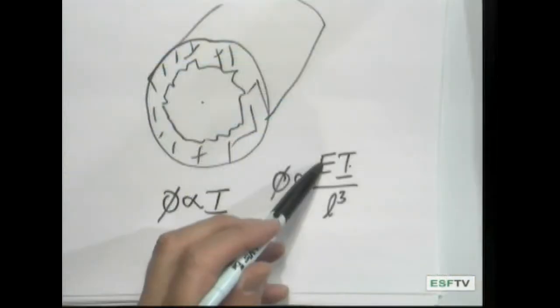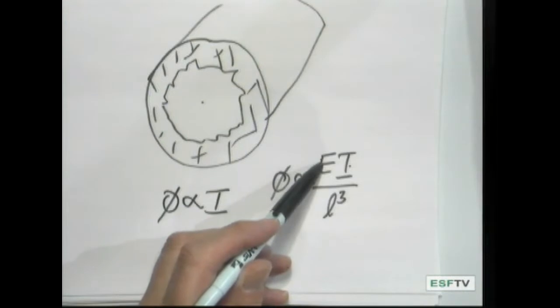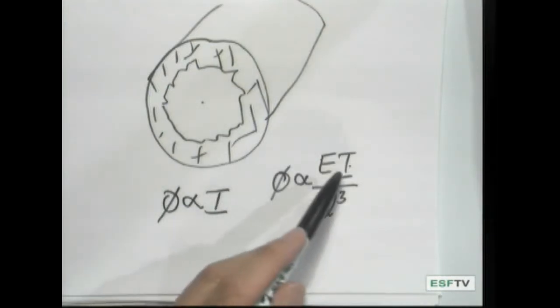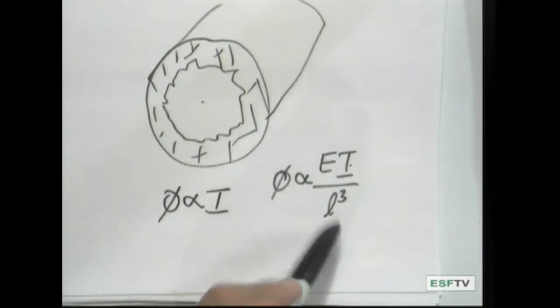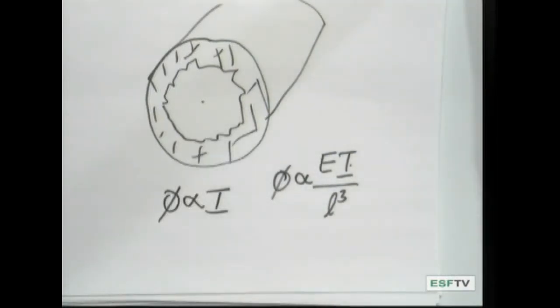Things that have a large second moment of area and a stiff Young's modulus will resist flexural stress much more than those that have a smaller product of those two quantities. And of course, the longer it is, the more flexible it's going to be.